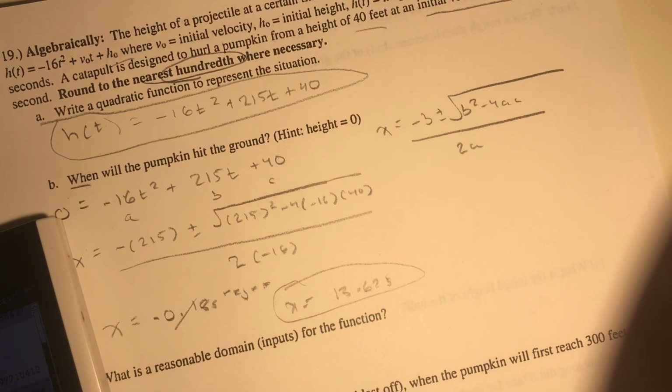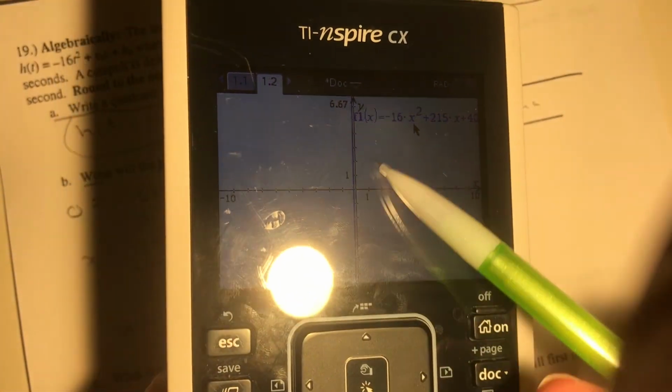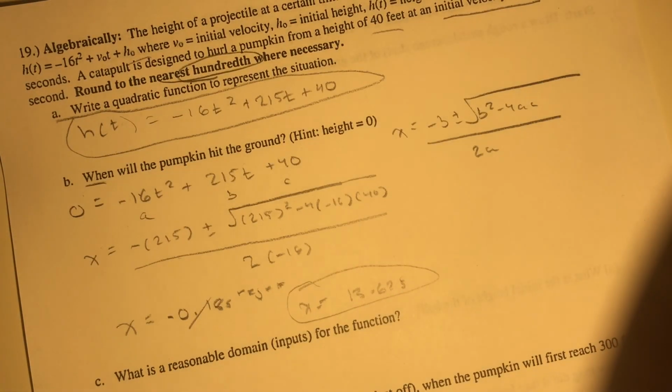So what is a reasonable domain of inputs for the function? Okay, we can basically just go on our calculator, go to the graph section, and plug in the h of t equation. Remember, replace your t value with x because it's less confusing for the calculator. So negative 16x squared plus 215x plus 40. And you see that it is a very wide parabola. We're going to go to number 4, Zoom, and then zoom out.